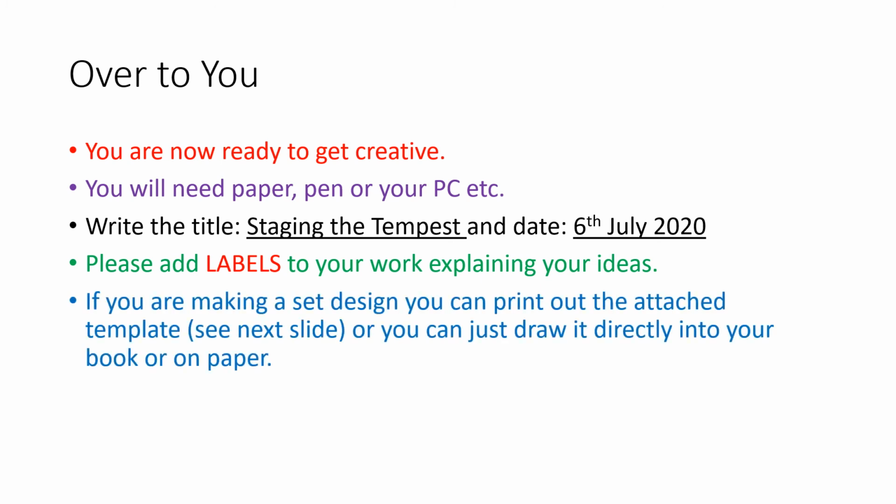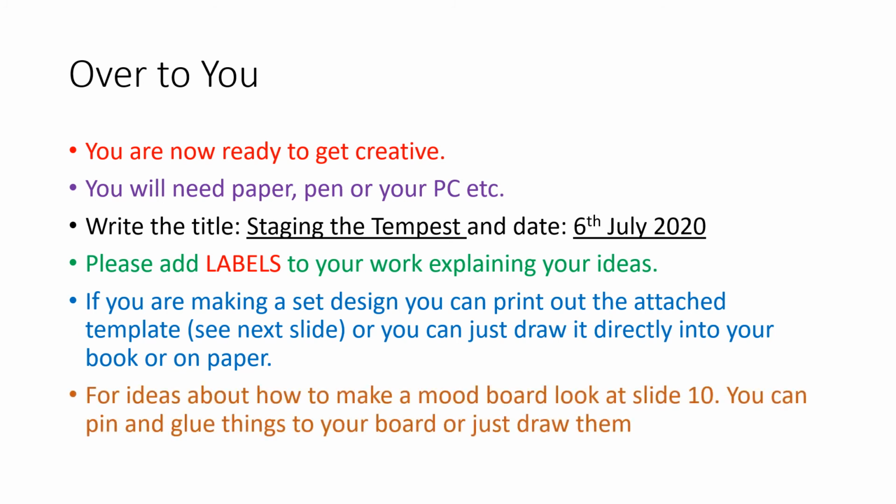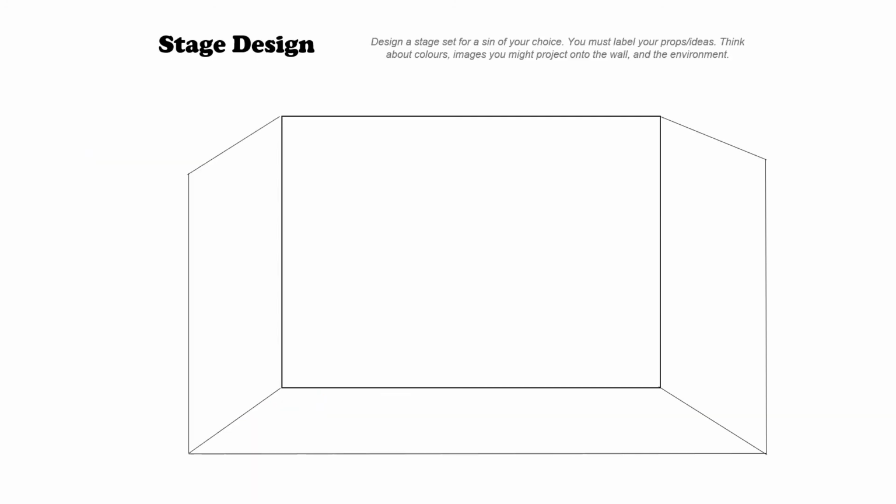If you're making a set design, you can print out the attached template on the next slide, and I've attached a document, or you can just draw it directly into your book or on paper. For ideas about how to make a mood board, look at slide 10. You can pin and glue things to your board or just draw them. So here is the stage design, so you can either draw that or print that out.